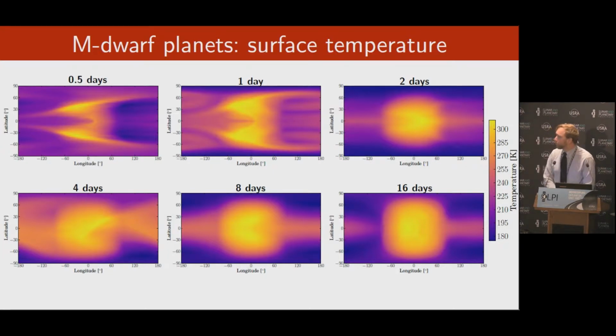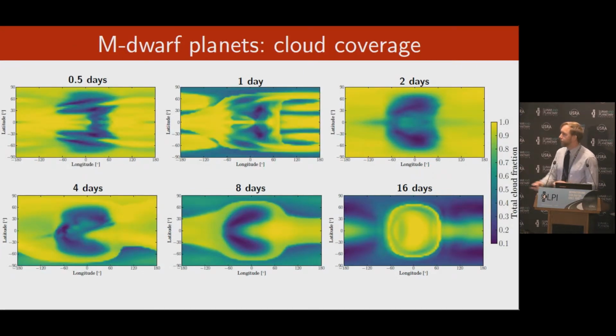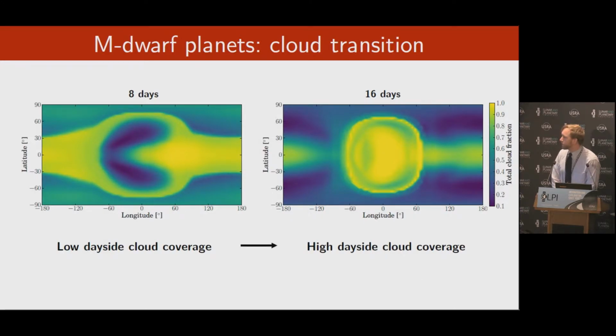If we look at the resulting cloud distribution from these models, you can see that the clouds are also very strongly banded at half a day, and then they become very not banded at 16 days, where the clouds are simply high on the day side and low on the night side. And you can see a really clear transition in the day side cloud distribution between 8 and 16 days, between low day side cloud coverage when the rotation period is 8 days to high day side cloud coverage when the rotation period is 16 days.